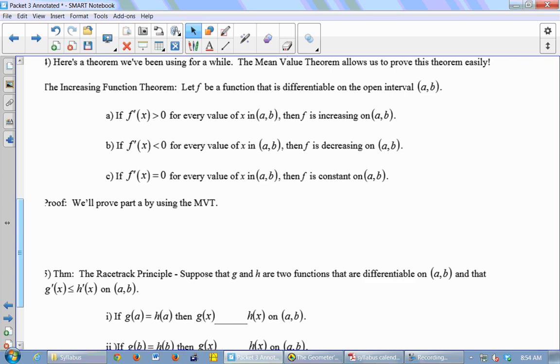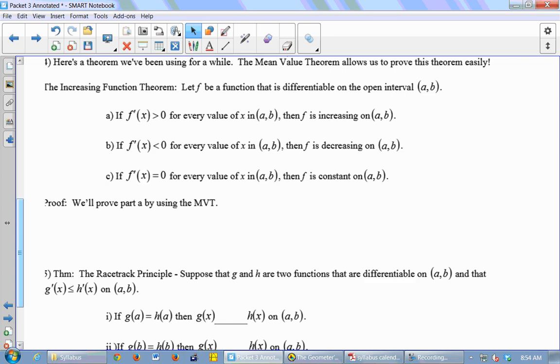If f is a function that's differentiable, that is smooth and continuous, on an open interval a to b, then if f prime is positive for each x value in that interval, then f is increasing on that interval, right? F prime positive, f increasing. If f prime is negative, f is decreasing. And if f prime is 0, f is constant.